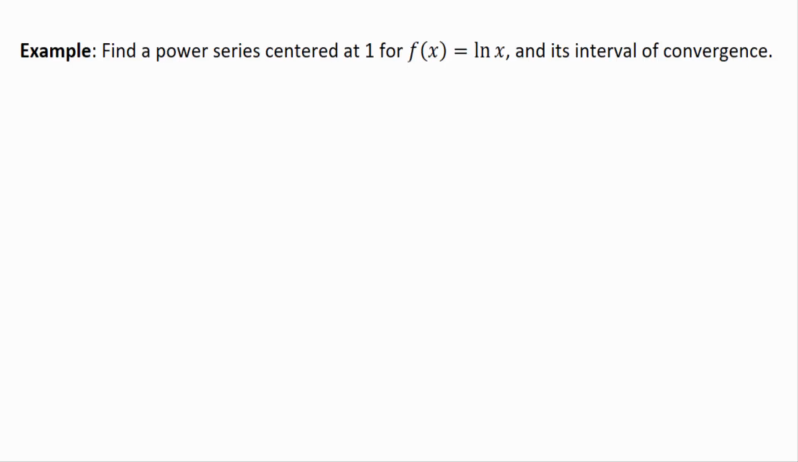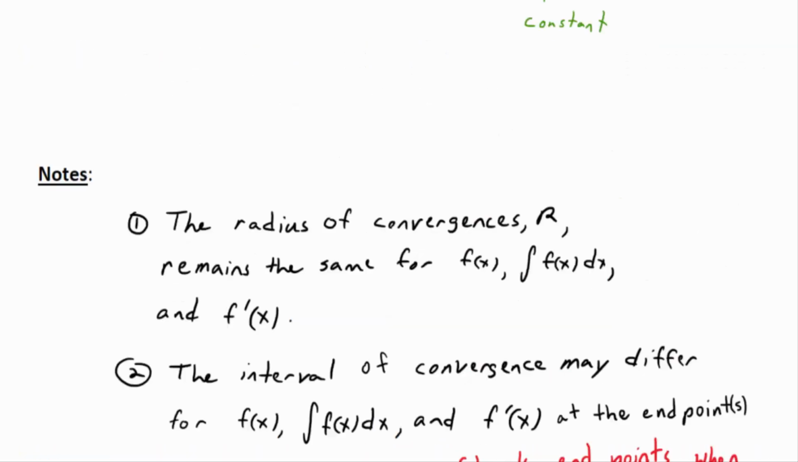Let's find a power series centered at 1 for f of x equals the natural log of x and its interval of convergence. Okay, we have no idea how to do that directly, do we? Not yet. But we do have a result from the last example that could help us. So let's go back to the last example and look.